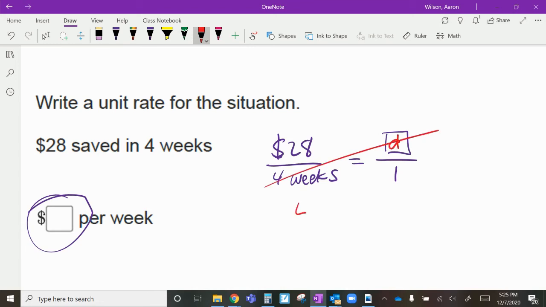So 4 times D, 4D. Cross multiply with 1 times 28, which is 28. And you should realize that all we're doing is having to divide by 4, which means the dollar amount is going to be $7. So this means it's $7 per week.